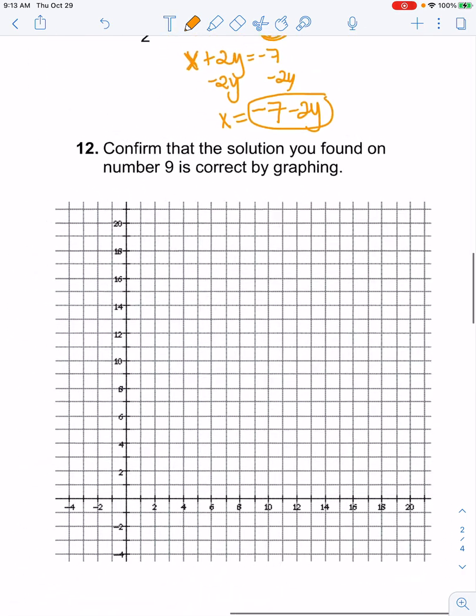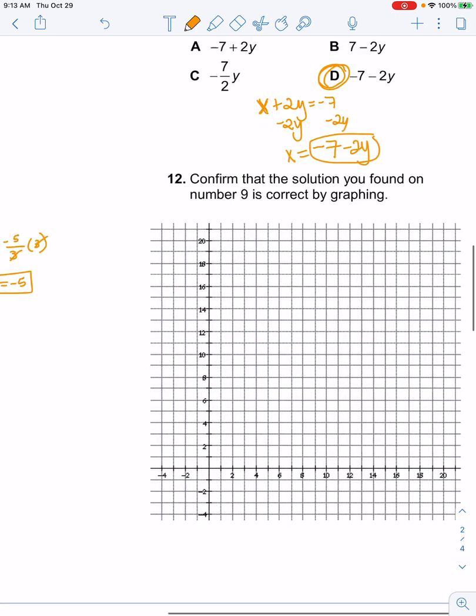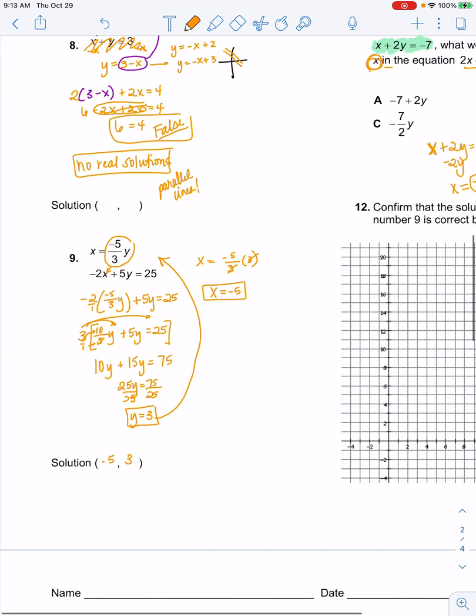All right, now 12 says, confirm that the solution you found on number 9 is correct by graphing. So number 9 is right over here on the left. So it says x equals negative 5/3 y. Well, we can't graph that. We need to solve that for y in order to get it into y equals mx plus b. Same with the second equation.